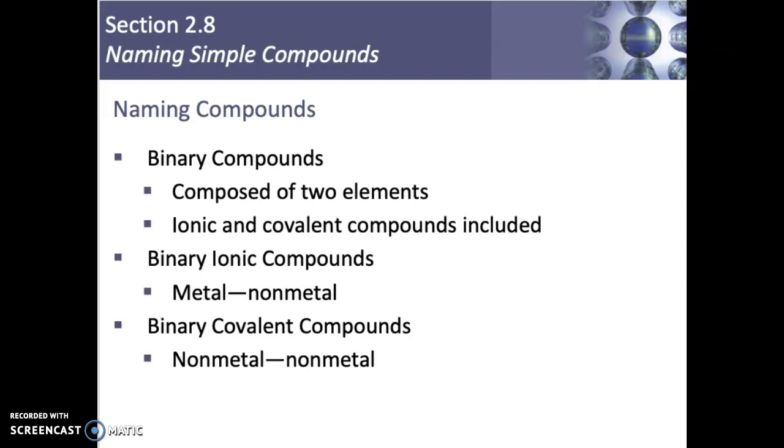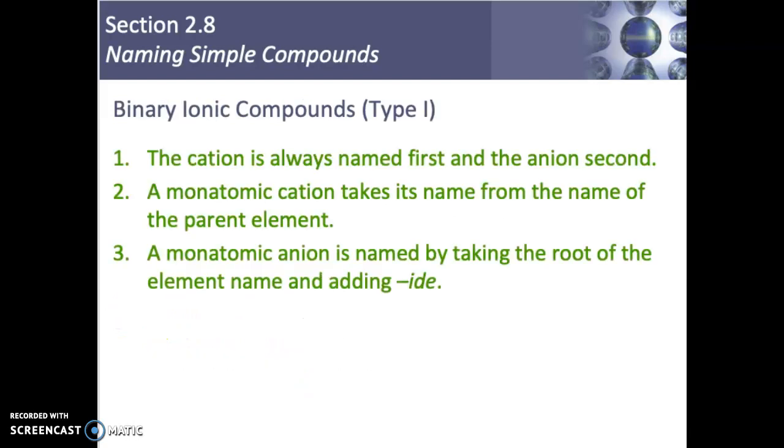So binary is where there are 2 things. Binary means 2. So we've got 2 elements, could be ionic or covalent. If we've got a metal and a nonmetal and it's going to form an ionic compound, then that's going to be a binary ionic. If it's going to be 2 nonmetals, that'll be binary covalent. Notice that we've got 2 different types of binary compounds. I'll talk about both of those here in just a minute.